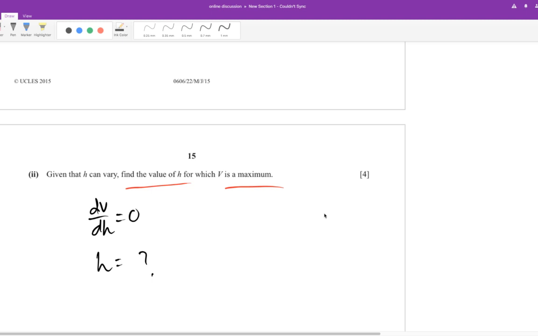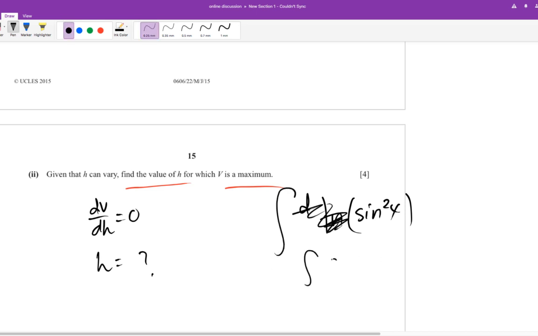How to integrate sine 2x? So if you integrate sine 2x, you will just get negative cos 2x divided by 2. It means you still need to differentiate the 2x. Then sine square x. If you integrate sine square x, it's a bit complicated. I mean integrate sine square x.